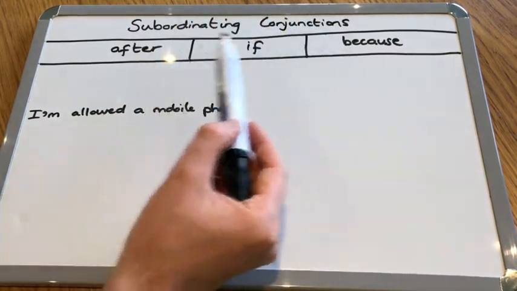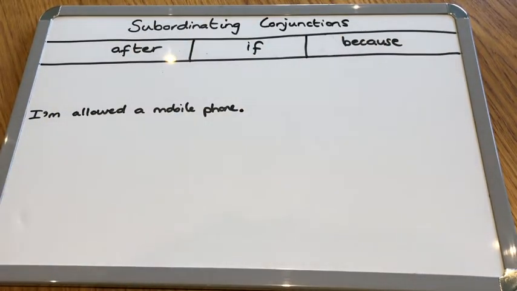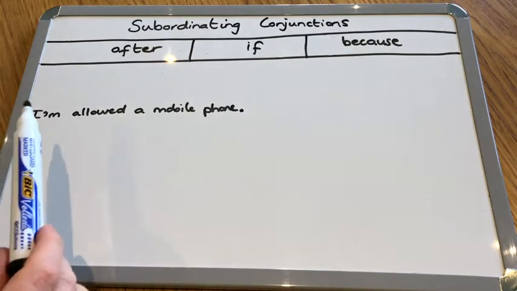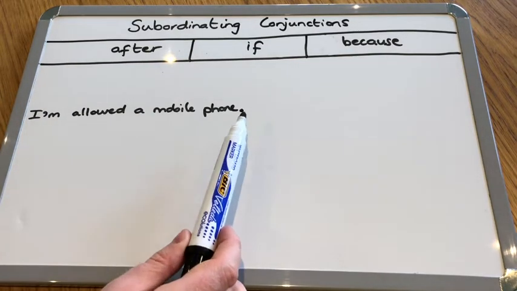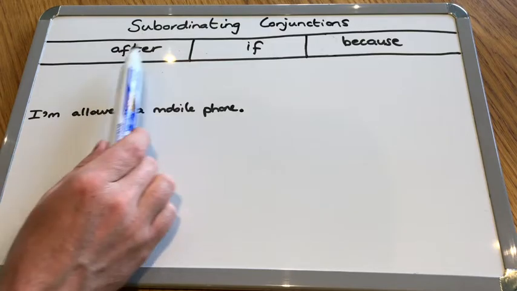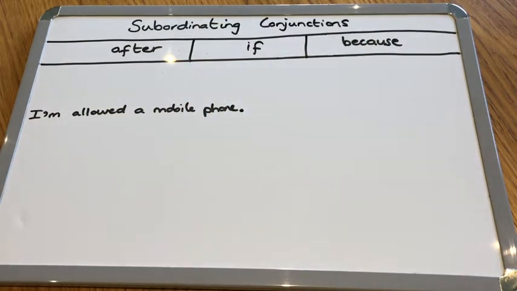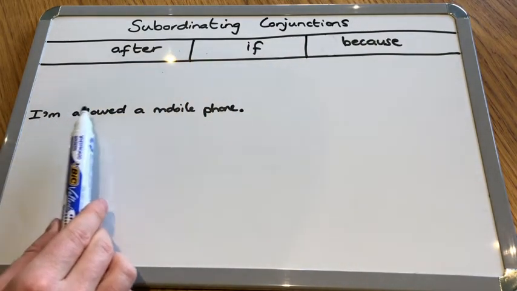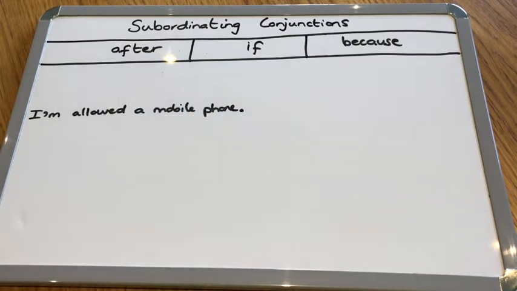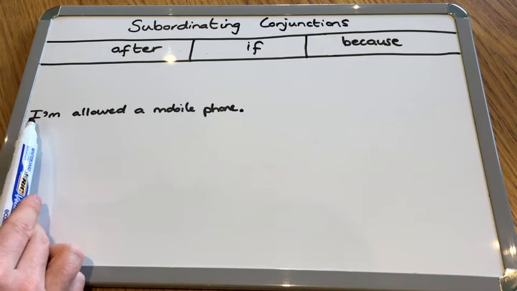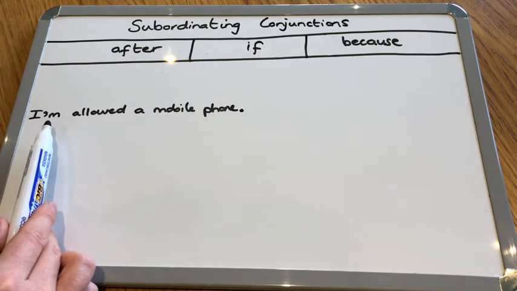And here I have three words that can be used as subordinating conjunctions, and we're going to use them in that way today. I've already written a simple sentence here to help us practice using these words as conjunctions. So the simple sentence is, I'm allowed a mobile phone. Now I'm sure that's true for most of us. It's even written in the first person as though one of us has said it.